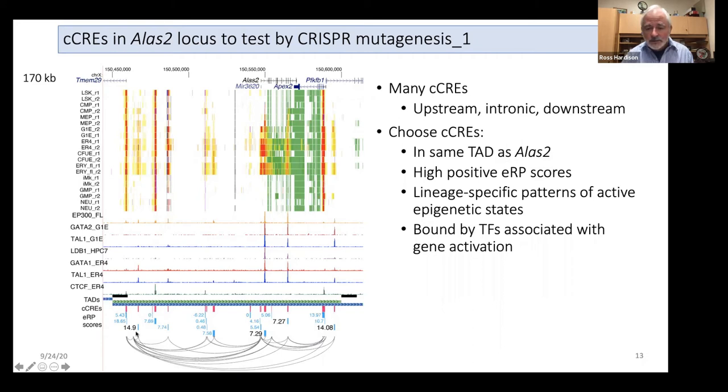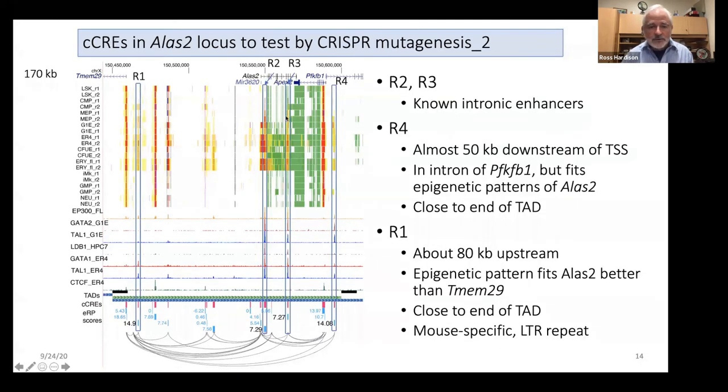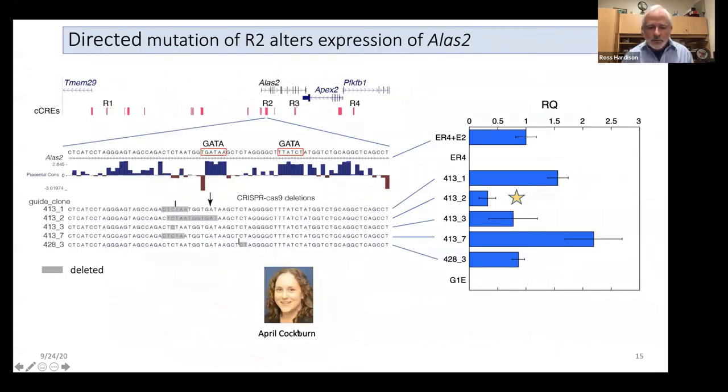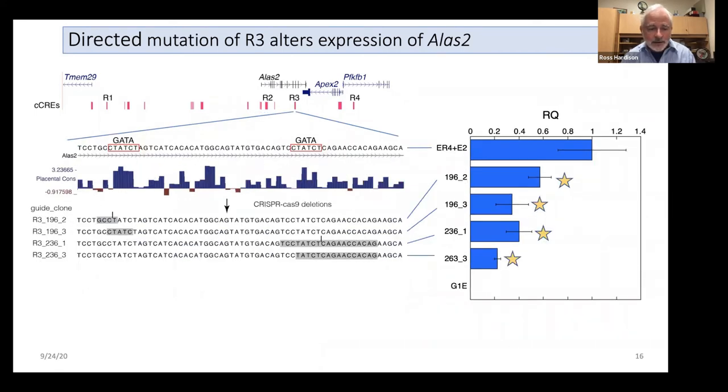So we wanted to test these out, and we focused in. We utilized R2 and R3, the intronic ones, as positive controls. And I want to look at R4, which is a more distal element. April Coburn in my lab has been conducting directed mutations of these elements using CRISPR-Cas9, trying to target the guide RNAs to hit around these conserved GATA1 motifs. Sure enough, when the deletion goes into those motifs, you can see a substantial reduction. So that's a good positive control and confirms that this element has an effect on ALAS2.